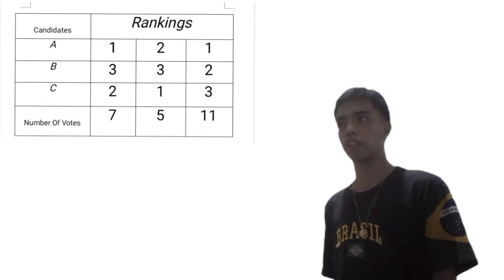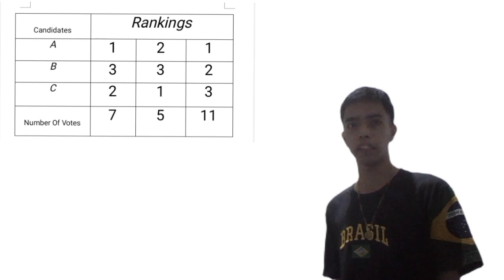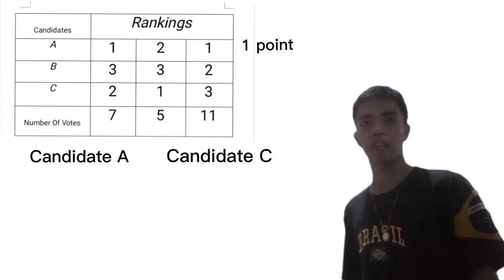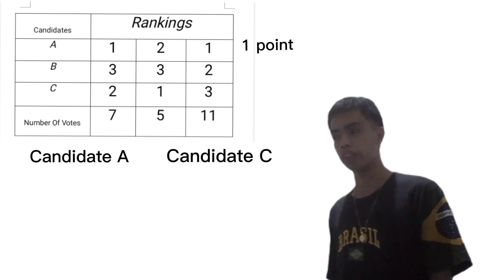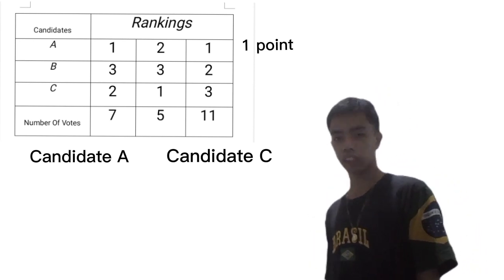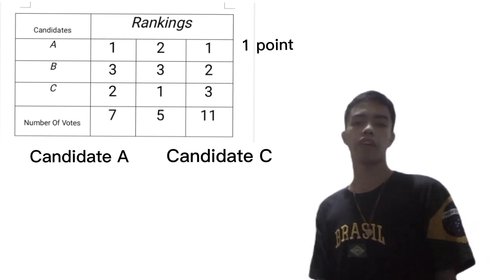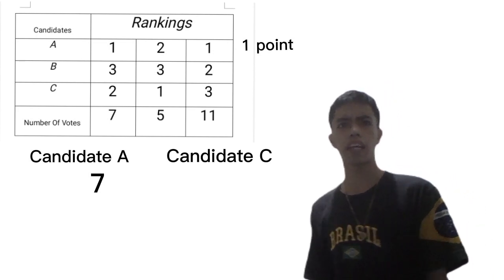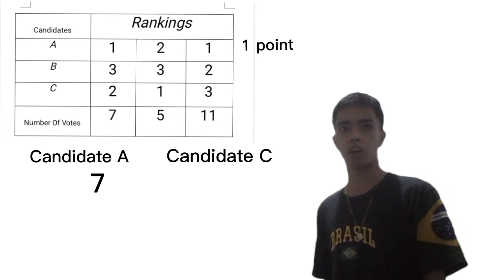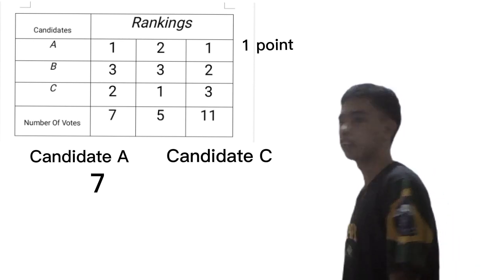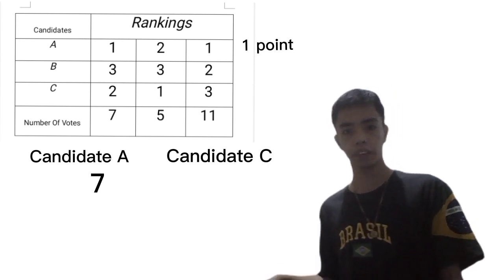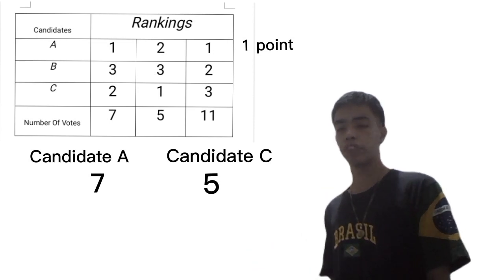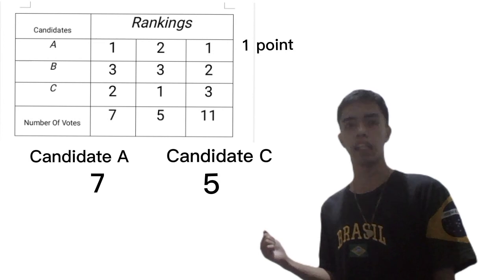Let's do head to head against C, which is candidate A versus candidate C. For the 7 voters, candidate A got first while candidate C got second, so candidate A still gets the 7 votes. For the 5 voters, candidate A got second while candidate C got first, so candidate C gets the 5 votes because C has the higher ranking than A.